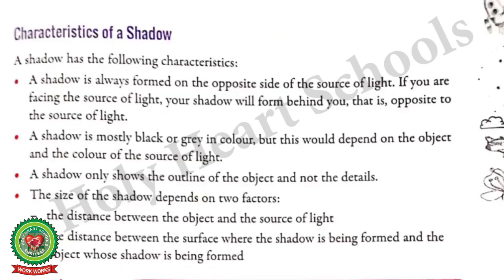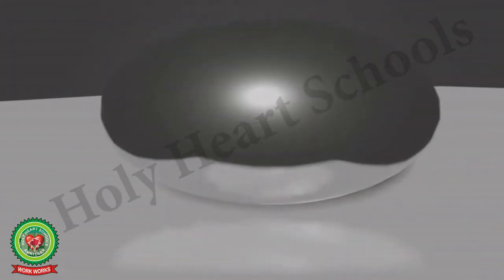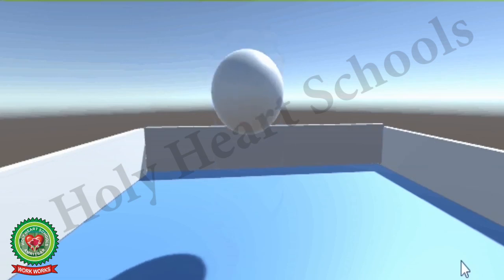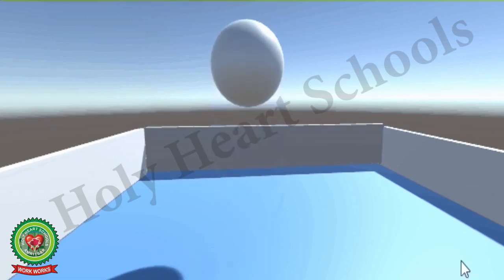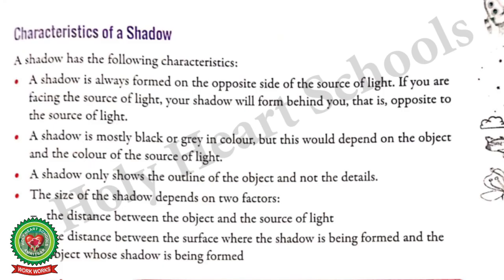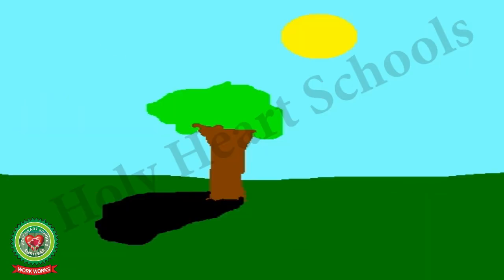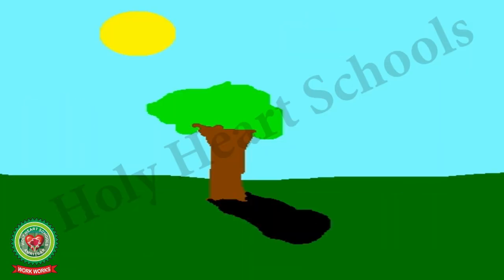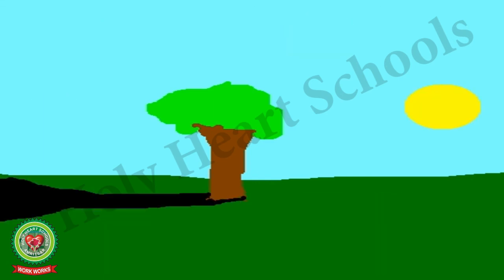The size of the shadow depends on two factors: the distance between the object and the source of light, the distance between the surface where the shadow is being formed and the object whose shadow is being formed. This is why the length and position of our shadow varies at different times of the day in the sunlight. The sun appears to move from east to west and accordingly the shadow changes.